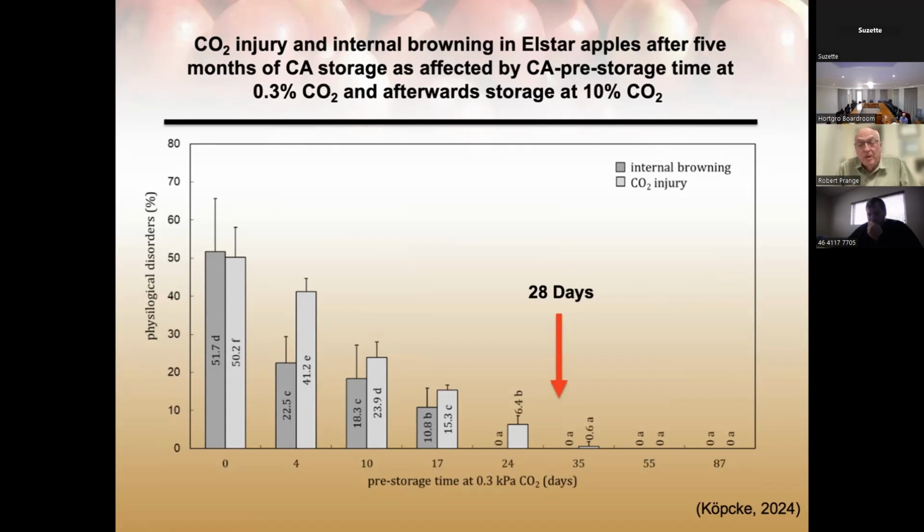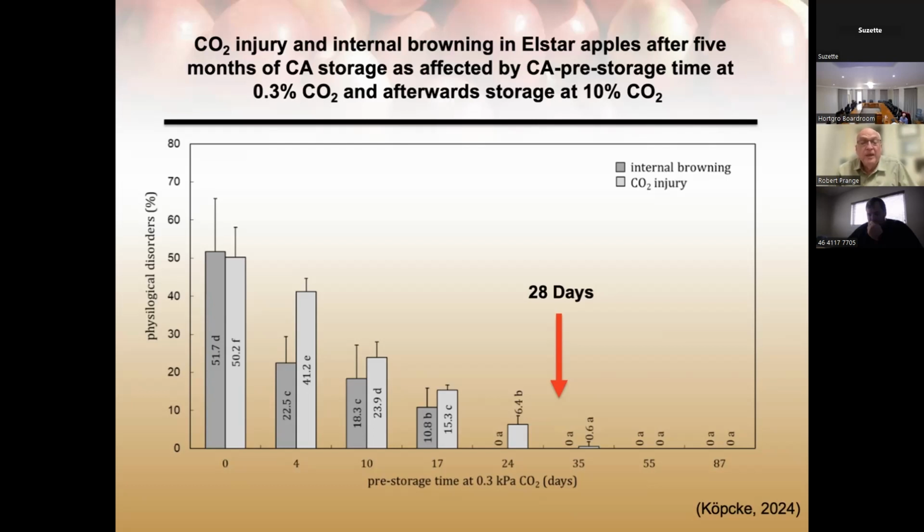You can go along the bottom, somewhere around 28 days at that point, and afterwards, adding 10% CO2 didn't do a thing. No internal browning, no CO2 injury. And so it's around 28 days, and that's for Elstar. So there is something there for you to consider as an industry.